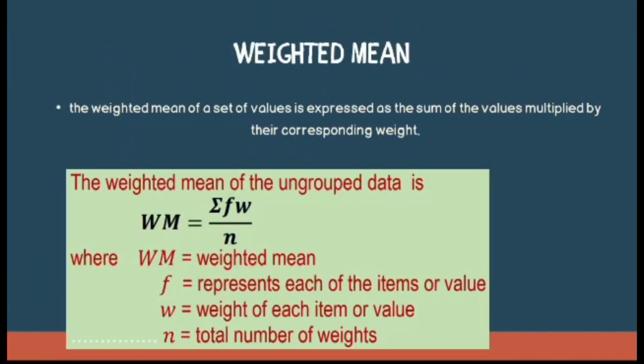Weighted mean. The weighted mean of a set of values is expressed as the sum of the values multiplied by their corresponding weight. The weighted mean of the ungrouped data is weighted mean equals the sum of F multiplied by W over N. So X W represents the weighted mean. F represents each of the items or values, while W represents the weight of each item or value, and N represents the total number of weights.